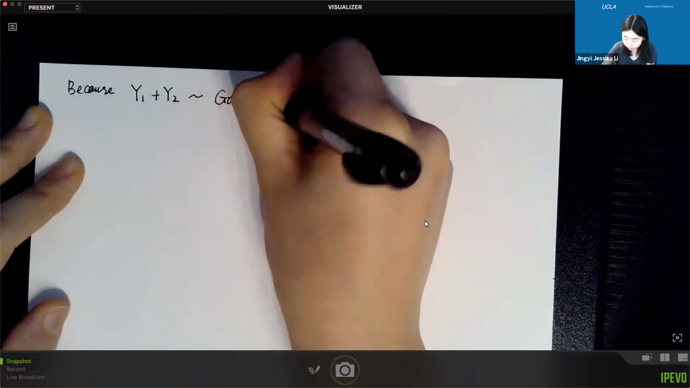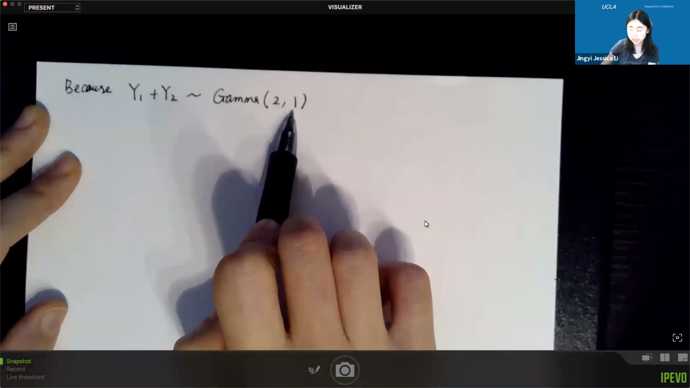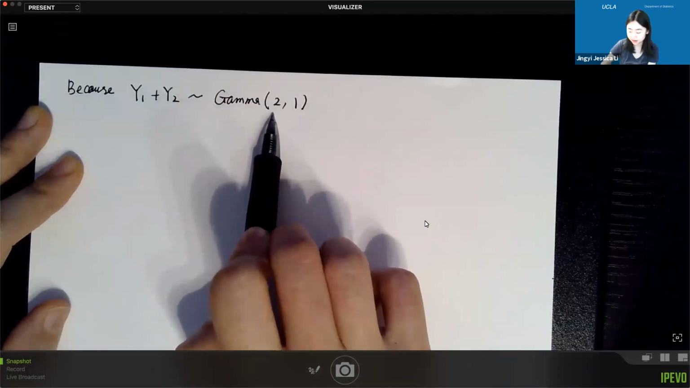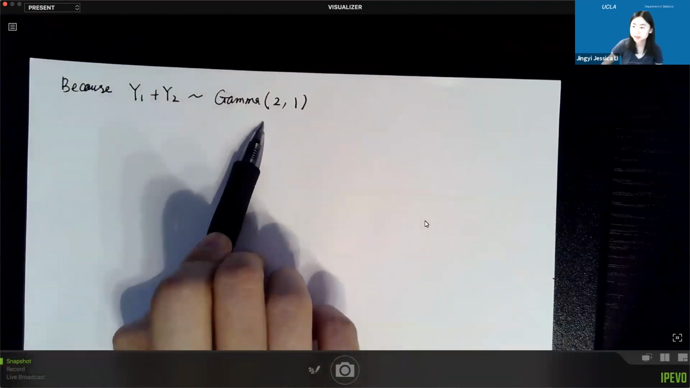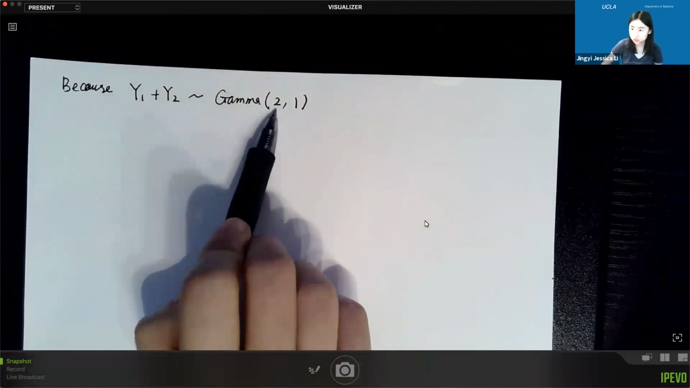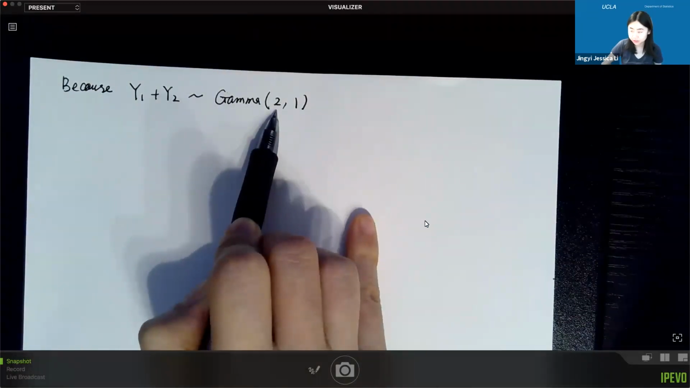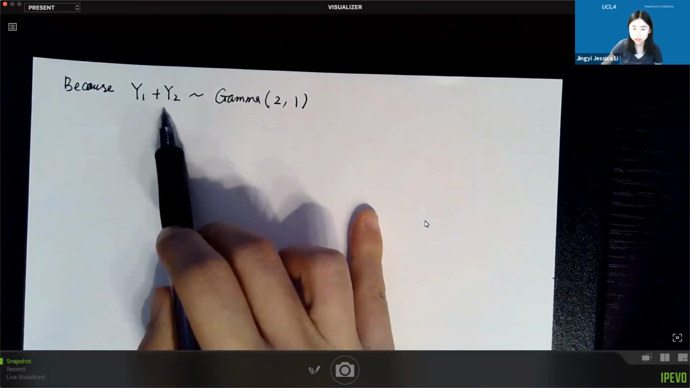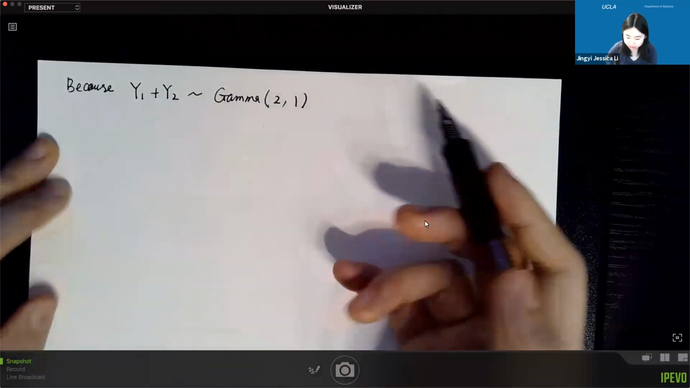So we can actually say it's the gamma 2, 1 distribution. The 1 is the rate parameter. It has the same meaning as in the exponential. And this 2 can be considered as we have two things adding up. So this is a way to interpret the gamma distribution when this is an integer. That is, when the first parameter of gamma is an integer, you can interpret gamma as the sum of independent exponential random variables.